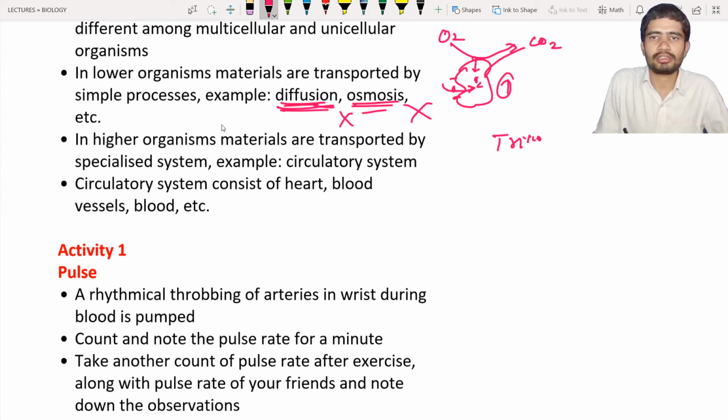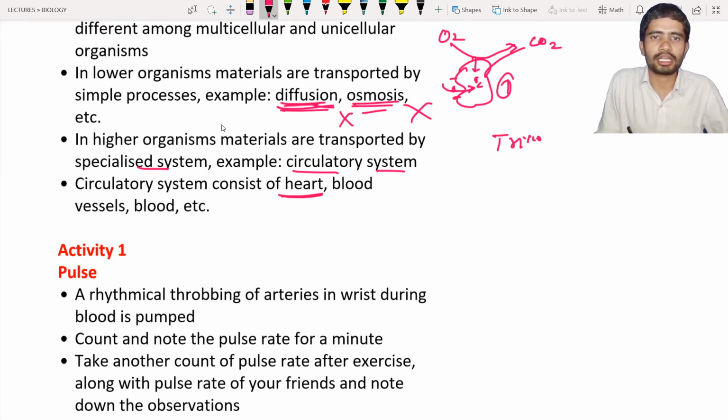This is the reason our body, like the human body and some animals' bodies, have a separate specialized system known as the transportation system. That system is known as the circulatory system. With the help of the circulatory system, the body can transport nutrients, gases, minerals, etc. There should be an organ to pump all the nutrients and gases in dissolved form. That is known as the heart.